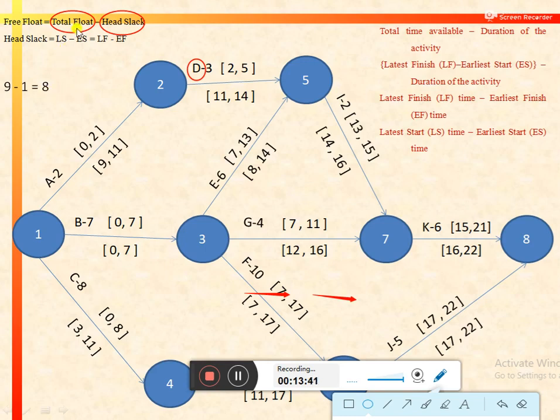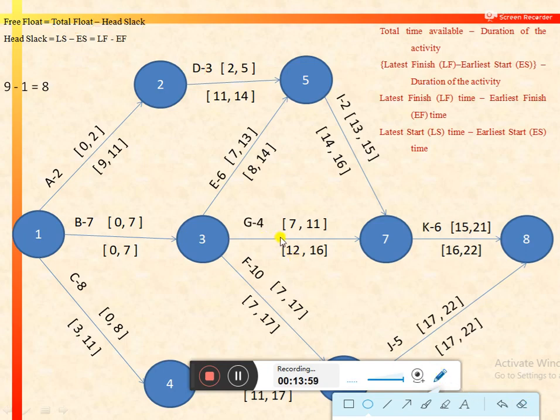So it is not part of free float. So free float would be total float minus head slack. Total float is 9 days and head slack is 1 day. So the difference would be equal to 8 days. So it is the free float for activity D. In a similar way, we can calculate the free floats for other activities as well.